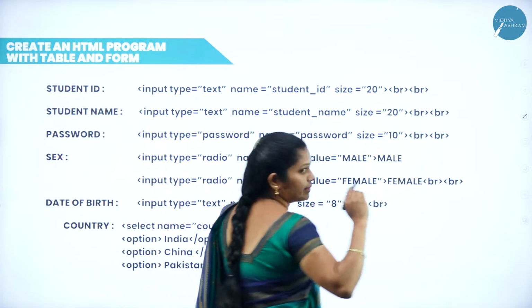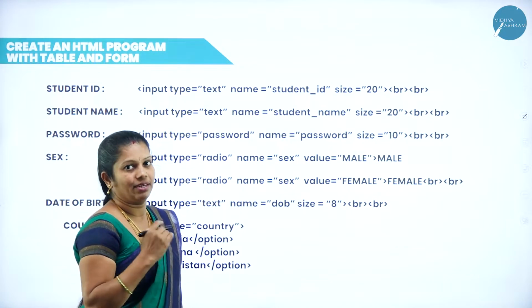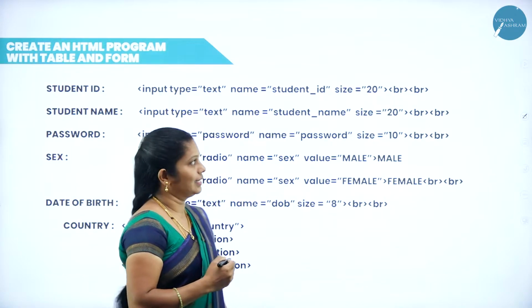Here we have written BR 2 times. It means that after each line, I require one more separate line. For that sake, we are using the BR tag. The BR tag helps to move to the next line.